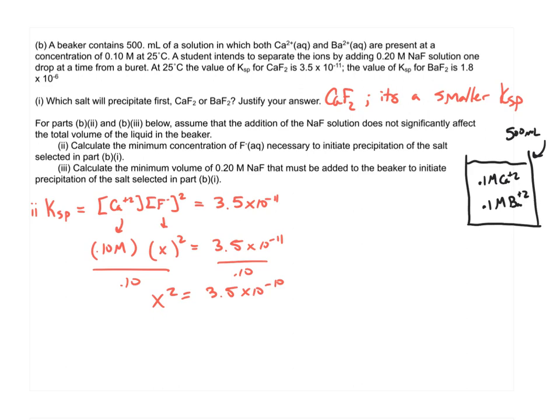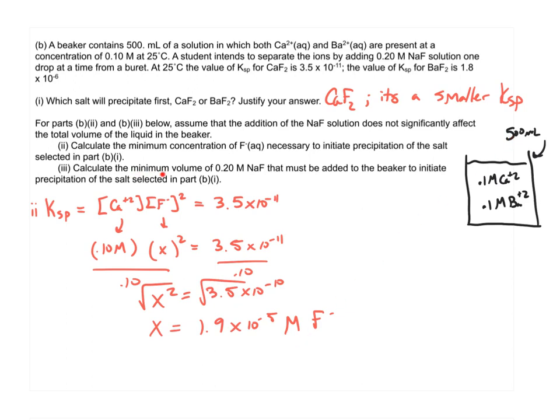So the next thing I need to do is take the square root on each side to isolate the x. So x is equal to the square root of 3.5 times 10 to the negative 10th. And I can easily do that in my calculator by taking the square root of the second answer, and I get 1.87 or 1.9 times 10 to the negative 5th. And that's a molarity of the F- ions. Now with that information, the concentration of the F-, along with the original 500 milliliters, I can answer part 3.